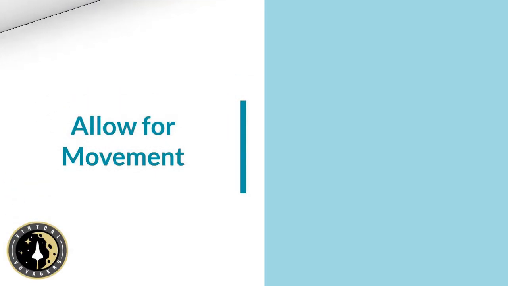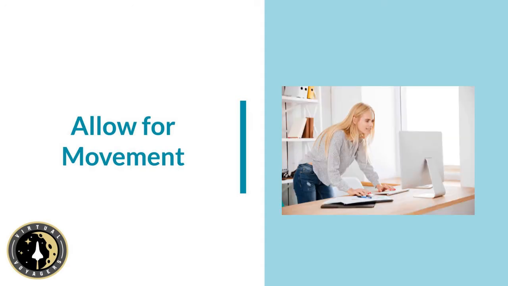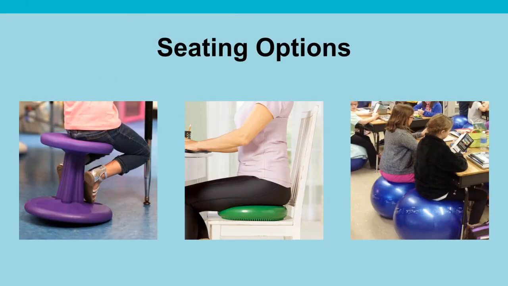Allow for movement. Even after minimizing distractions and making room in the day for movement breaks or physical activity, some students will continue to struggle with focusing on instruction or homework. It's not uncommon to observe students of all ages moving, shifting, leaning, or slumping in their seats. Seating options. This can be caused by a variety of factors, including the size and comfort of furniture, physical or mental fatigue, or interest level.